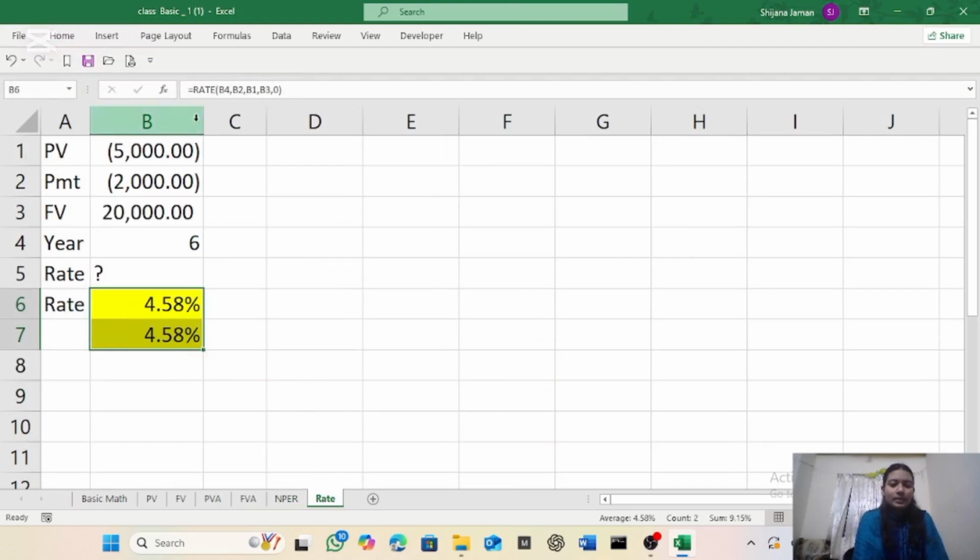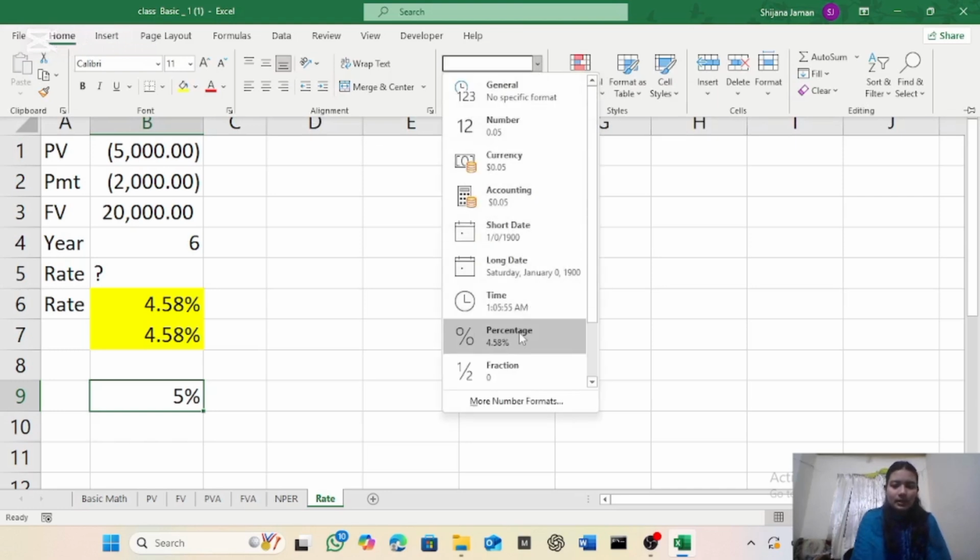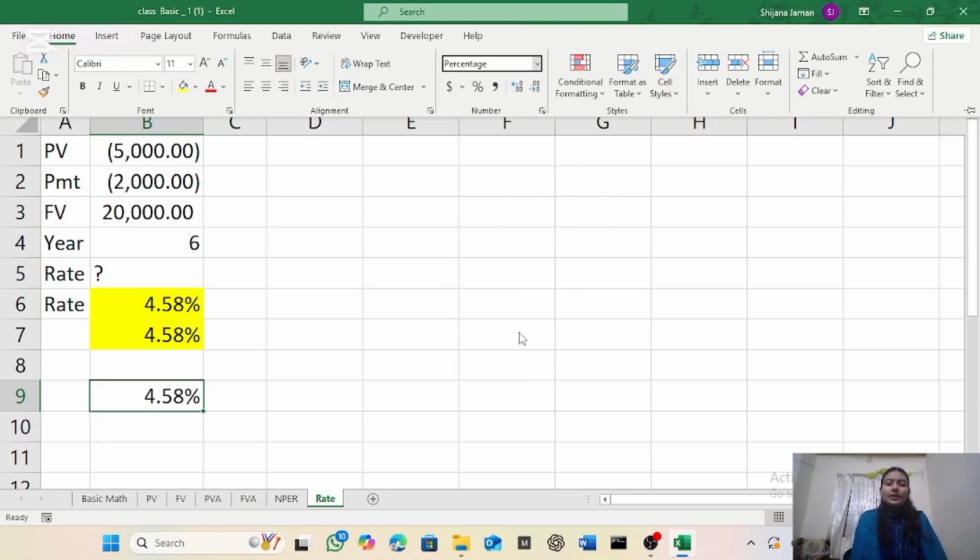Now we are calculating rate. We have present value, payment, future value, year, but we do not have rate, that's why we have to calculate rate. So for rate, equal RATE formula, we need NPER means year, there is no month, that's why we just put year, comma, payment 2,000, comma, present value negative figure, comma, future value positive figure, comma, type would be end of the year, bracket close, enter. 5%, and we have to convert it into percentage, 4.58%. Yes, this is all for today.